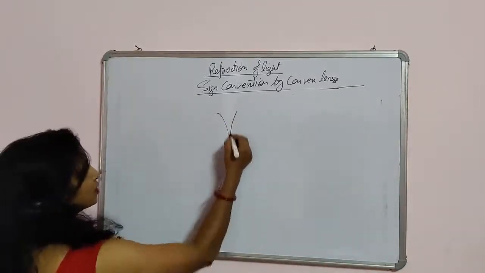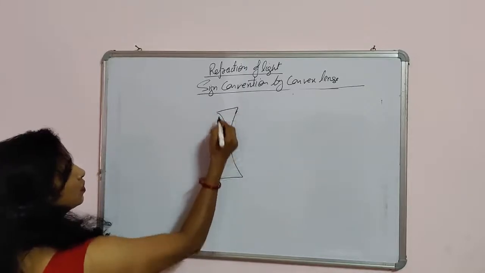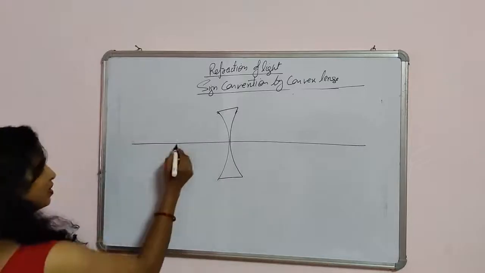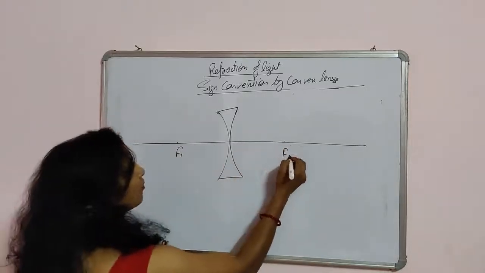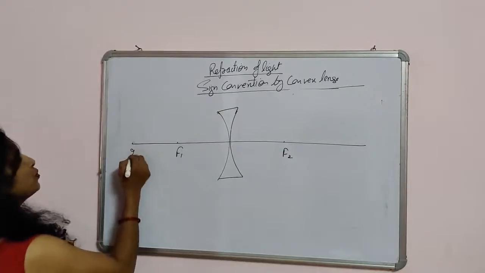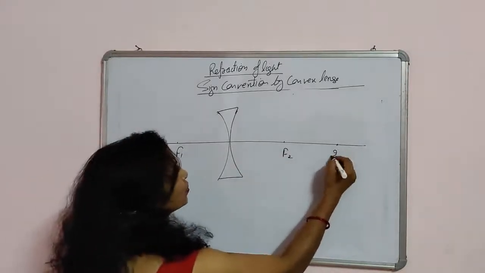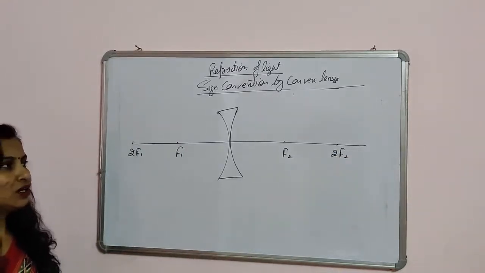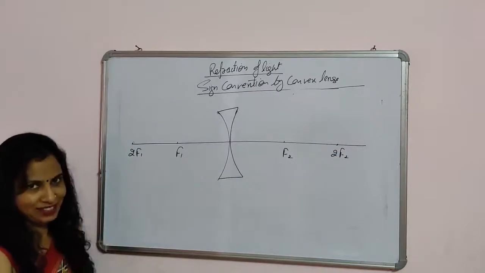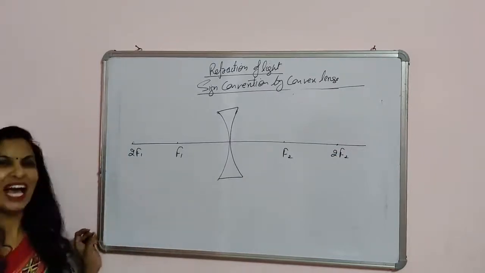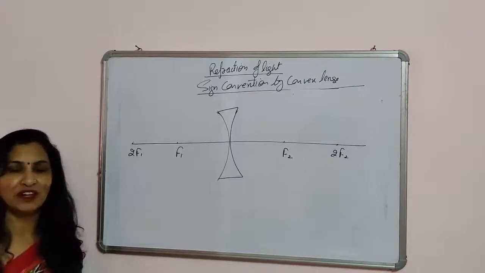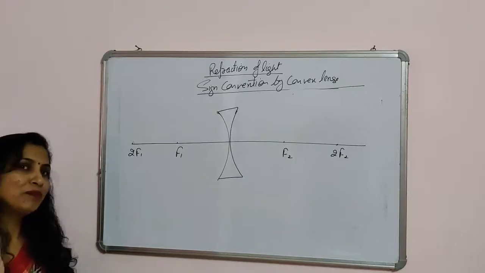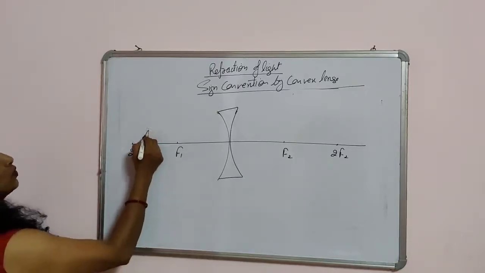you know the principal axis, the focus, optical center. Again, it has two foci, f1 and f2 at the same distance, and 2f1 and 2f2 on either side. So, the only type of image is formed by the concave lens if we place the object anywhere in front of the lens, like in between f and 2f, at f or at 2f or beyond 2f, so you can place the object anywhere in front of a concave lens.